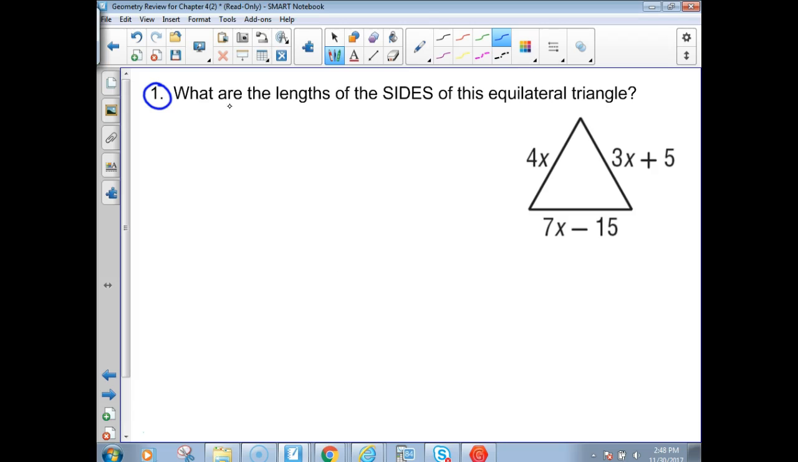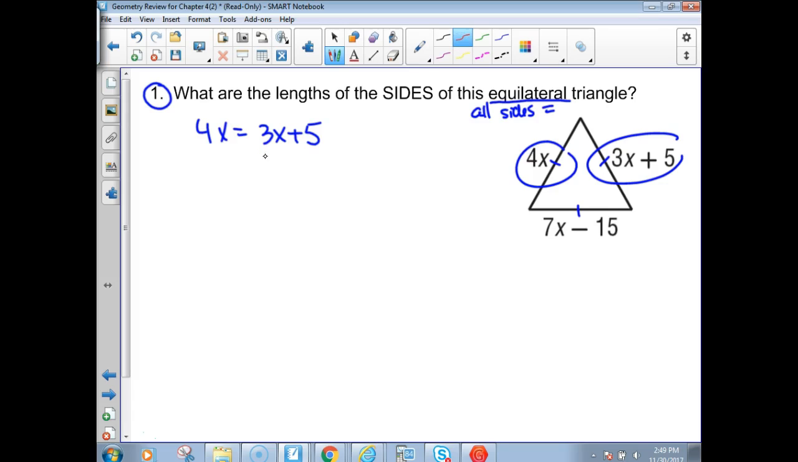You need to know what this means. What are the lengths of the sides of this equilateral triangle? What does equilateral mean? Yeah, all equal sides. All sides equal. All right, so let's pick the easiest ones to set equal to one another. We don't want to set them all equal to each other, because what would we solve then? We just need a pair. So the easiest pair would be these two, right? So let's do 4x equals 3x plus 5.